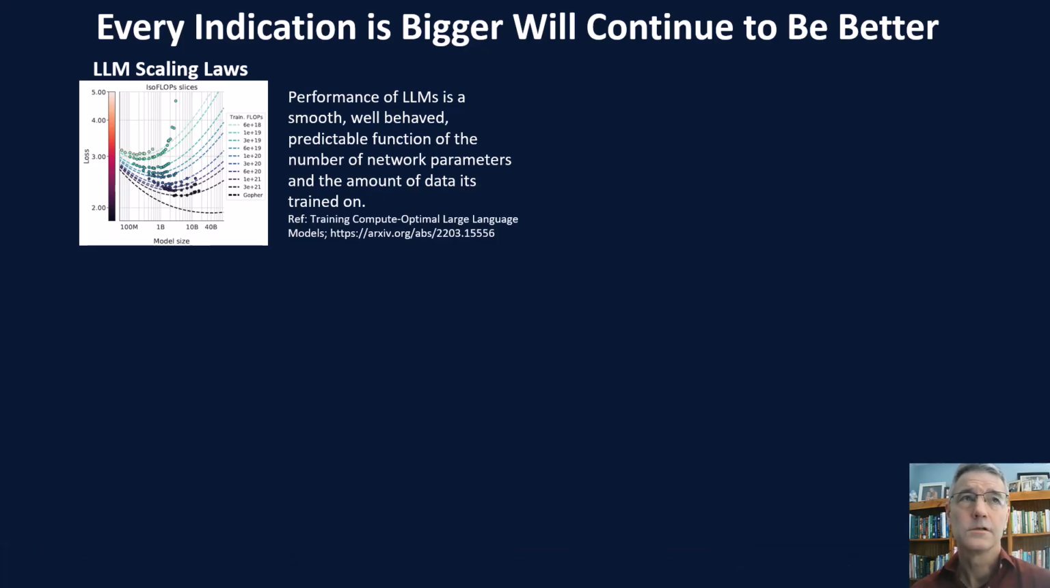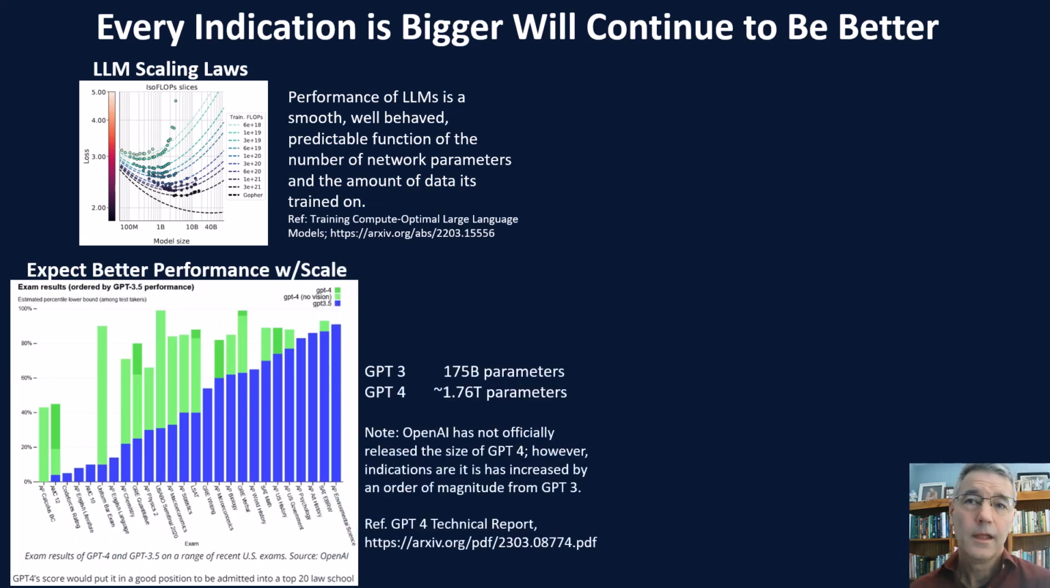Every indication with regards to these large language models is that bigger is going to continue to be better. The model performance is a smooth function of two parameters. One, the number of parameters, the number of weights in the model, and two, the amount of data that it's trained on. And this is almost a guaranteed path to better performance. And you can see here from this graph from this GPT-4 technical report that GPT-4 is the green above the blue, which was GPT-3, and this is their performance on standardized test scores. Now, GPT-4 had 1.76 trillion parameters, and GPT-3 had 175 billion parameters, so that gives you some idea of increased performance.